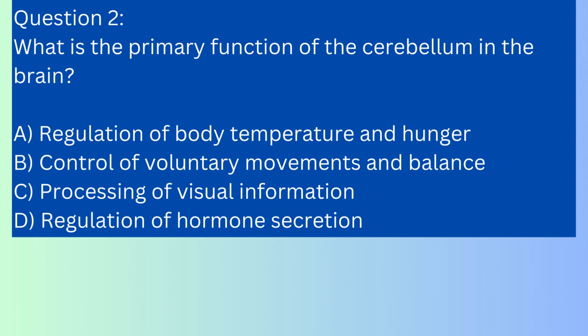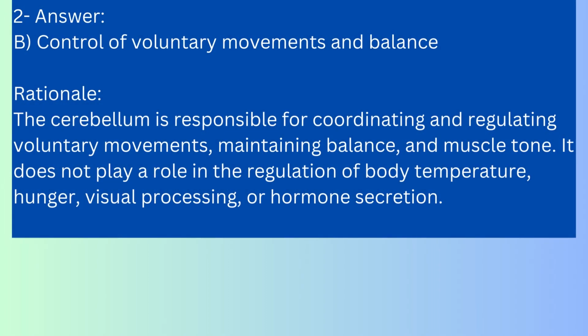Question 2. What is the primary function of the cerebellum in the brain? A. Regulation of body temperature and hunger. B. Control of voluntary movements and balance. C. Processing of visual information. D. Regulation of hormone secretion. Answer. B. Control of voluntary movements and balance. Rationale. The cerebellum is responsible for coordinating and regulating voluntary movements, maintaining balance, and muscle tone. It does not play a role in the regulation of body temperature, hunger, visual processing, or hormone secretion.